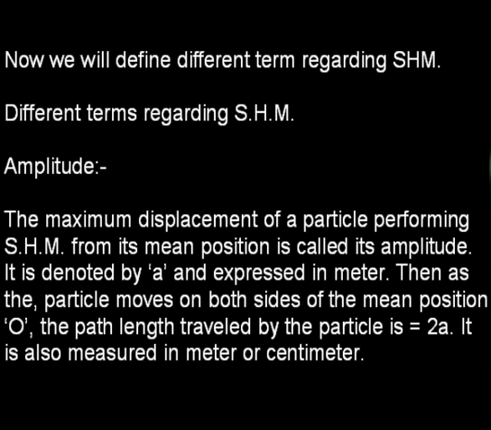First, very important and frequently used term is amplitude. The maximum displacement of the particle performing SHM from its mean position is called its amplitude. It is denoted by A and it is expressed in meter. Then, as the particle moves on both sides of the mean position O, the path length travelled by the particle is 2a. It is also expressed in meter or centimeter.